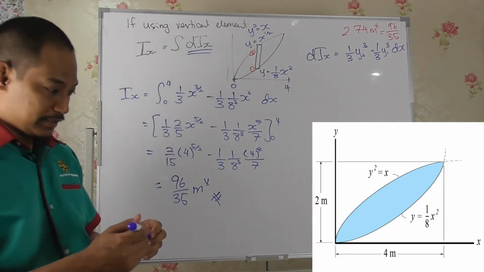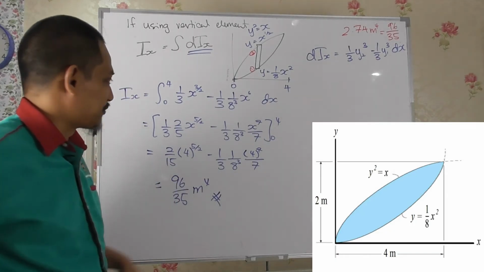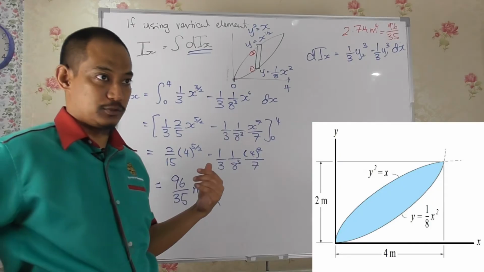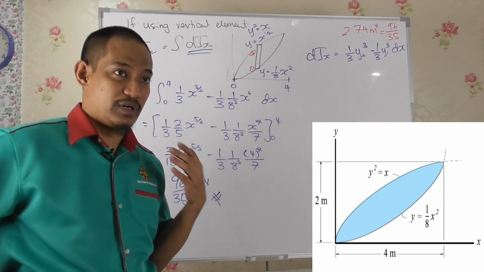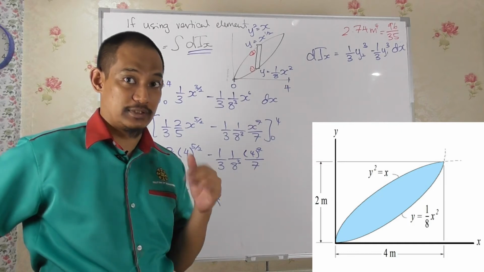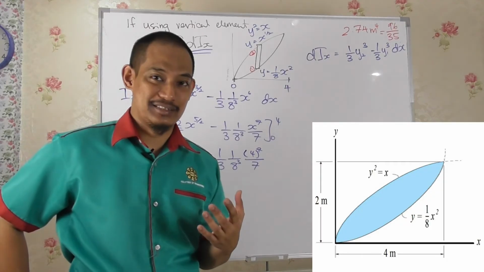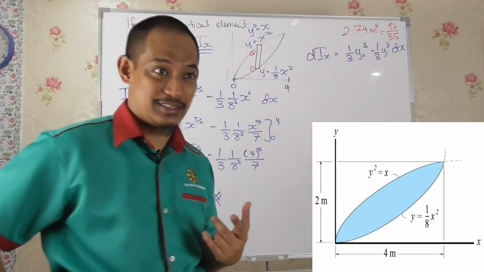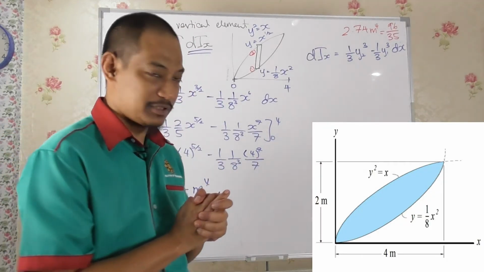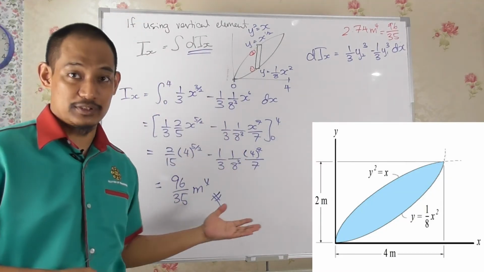Okay, so that is how you solve if you want to use vertical element for this question for Ix, right? So normally for Ix it's easier to use horizontal, for Iy it's easier to use vertical, right? But if the lecturer chooses to become evil that semester and forces the students to use vertical element for Ix, then you have to do all this long calculation.